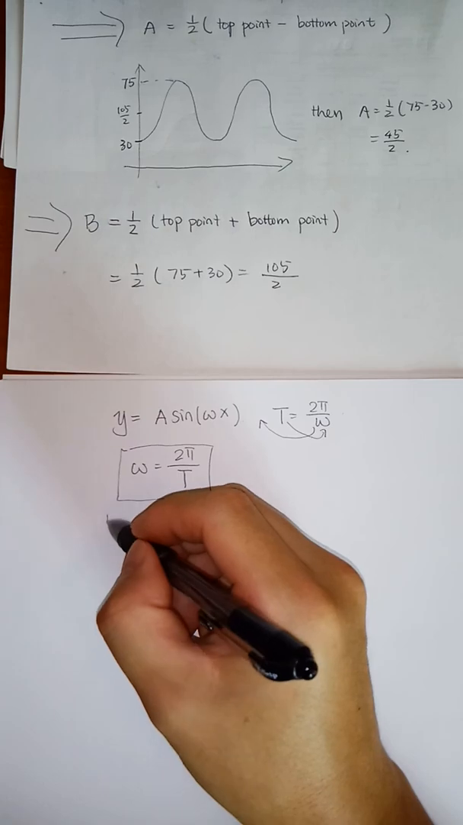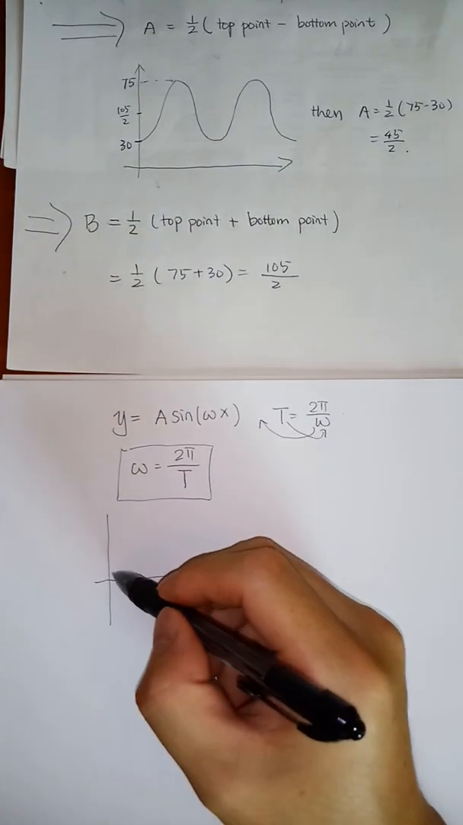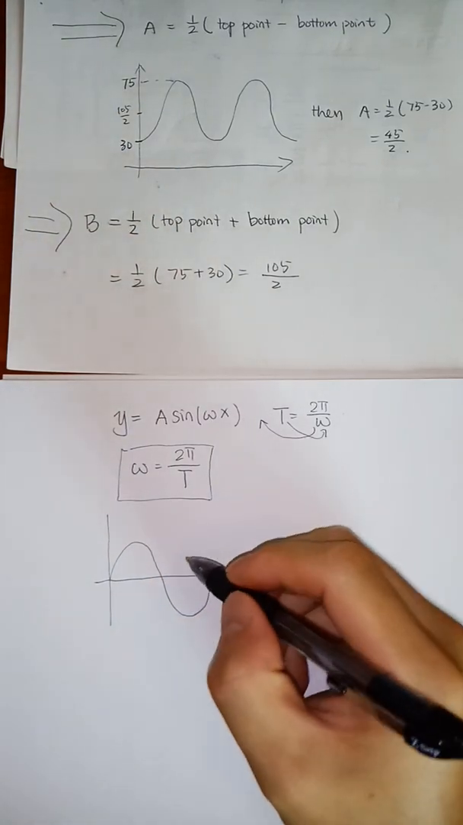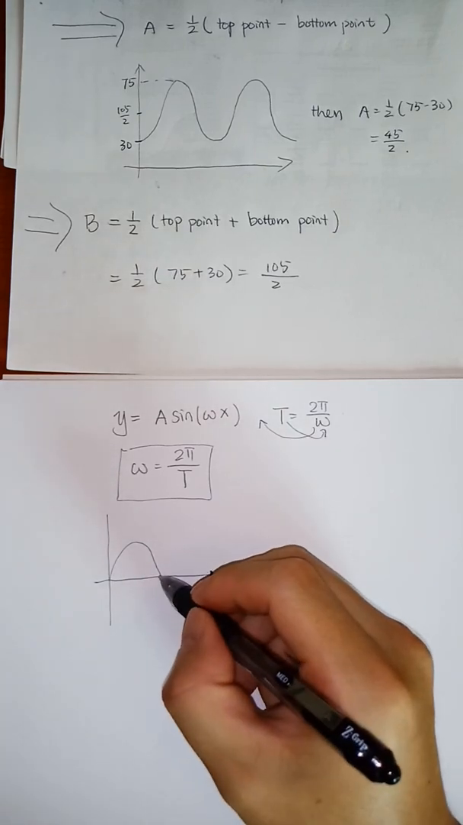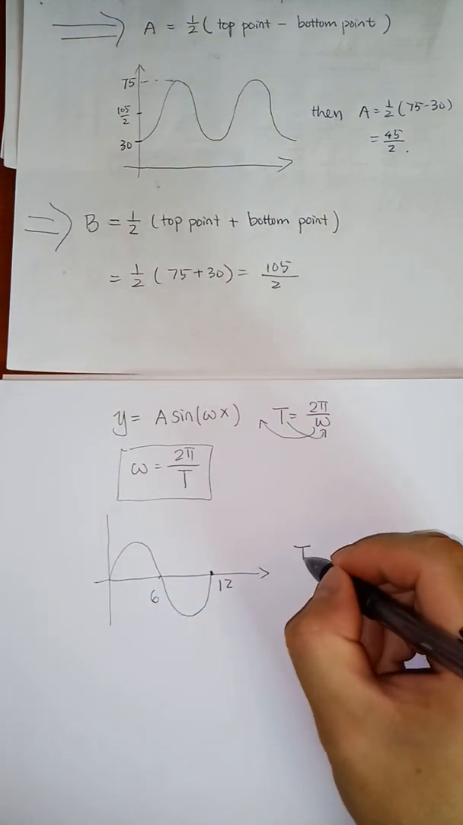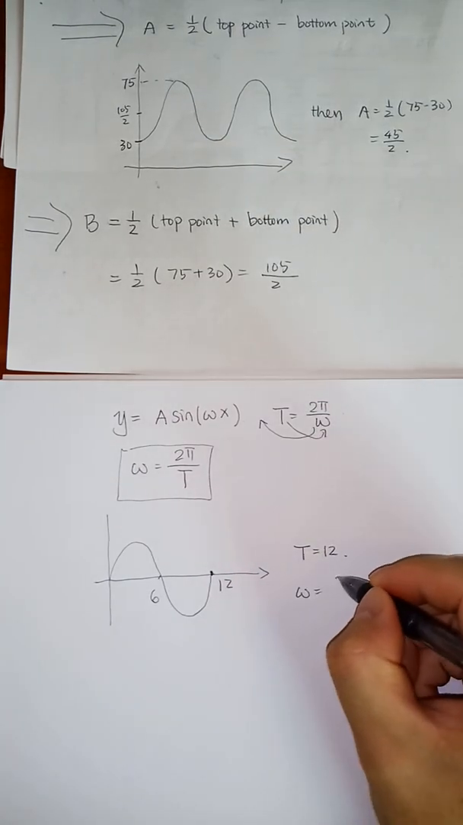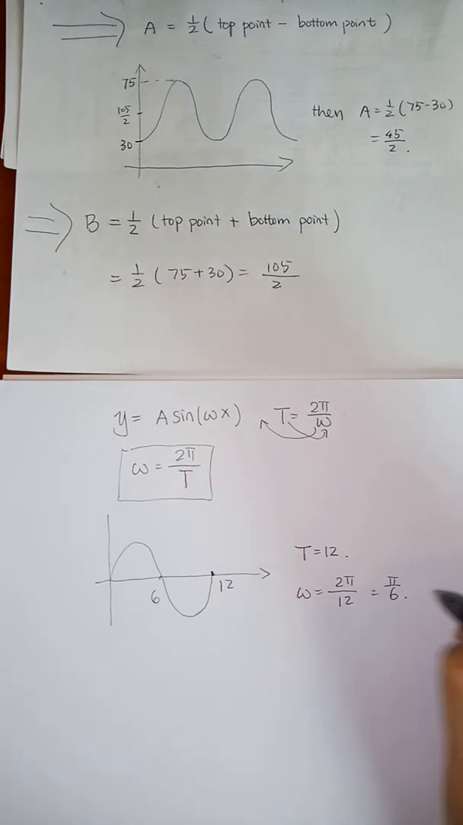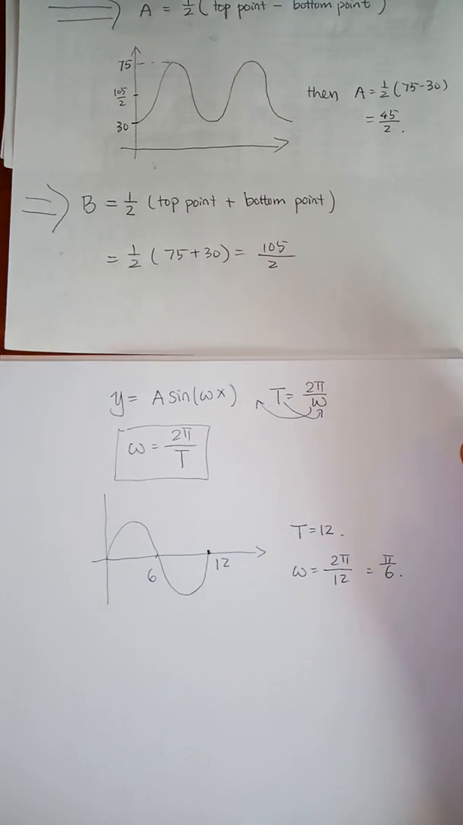For example, if we see the graph is like this, we just find this. Assume this point is 12. This is 6. So the period is 12. Period is 12, then omega is 2 pi over 12, which is pi over 6. Okay, so omega is pi over 6.